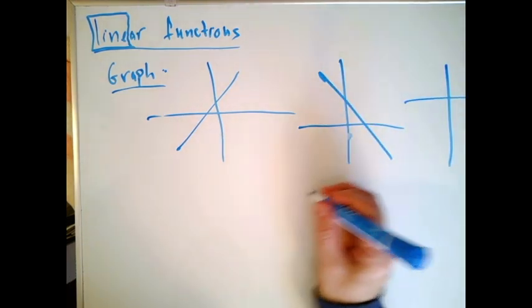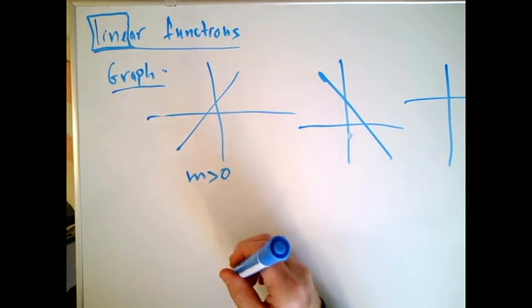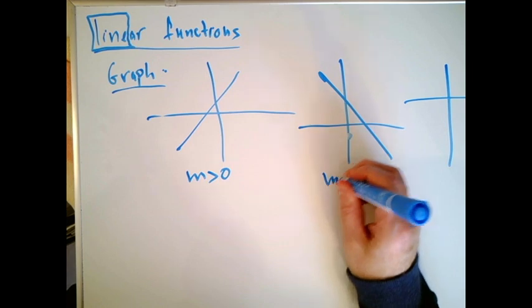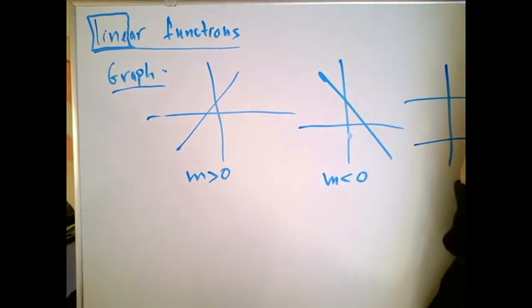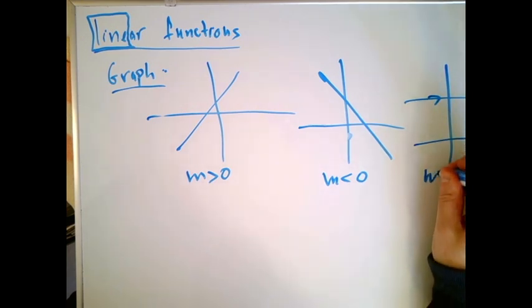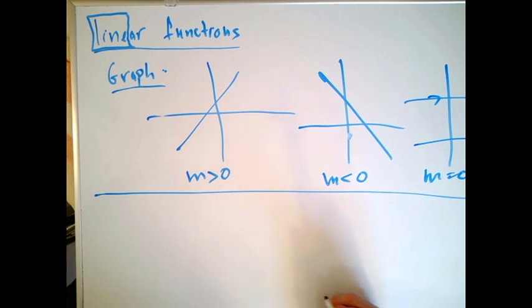Graphs that go up from left to right have positive slopes. Graphs that go down from left to right have negative slopes. And graphs that stay constant have zero slopes. So very quickly, the slope tells us an awful lot about the graph.